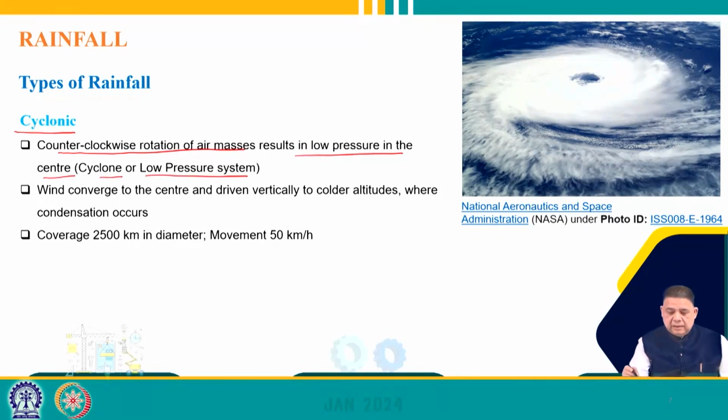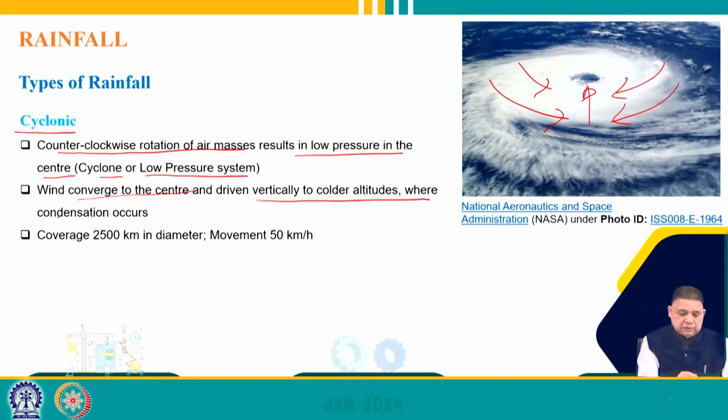So, basically because of this rotation of air masses, which results in low pressure in the center, what happens is this low pressure sucks the air from around, that is the wind converges to the center, and they are driven vertically to colder altitudes where condensation occurs. So, they are sucked into this center and taken vertically up to cooler temperatures, where they get condensed and the rainfall occurs.